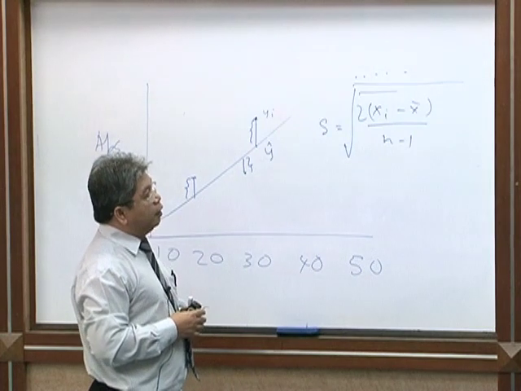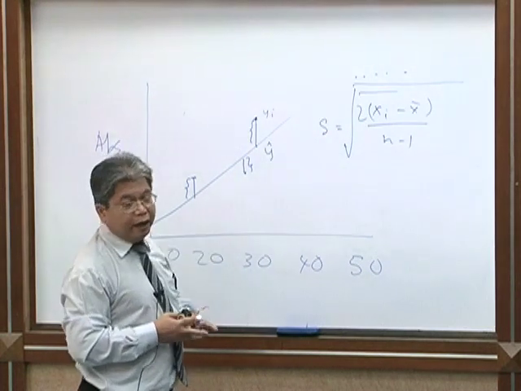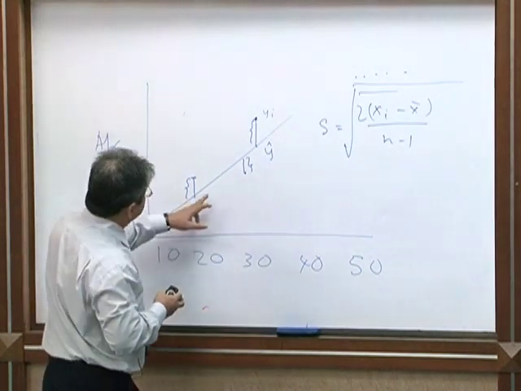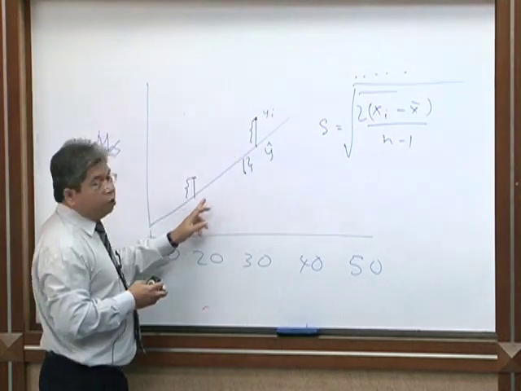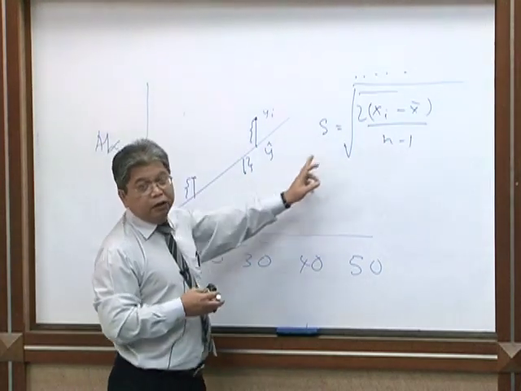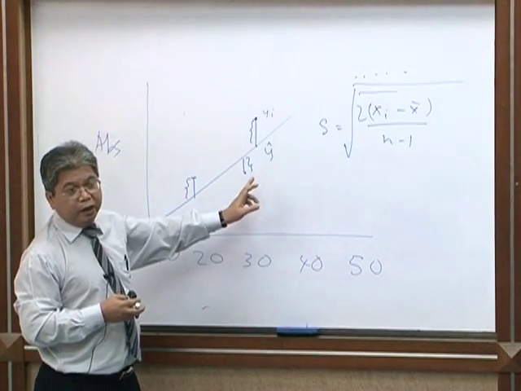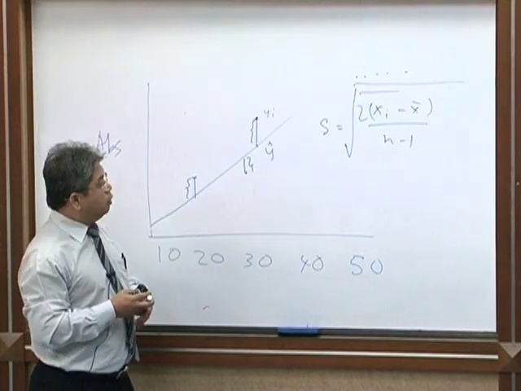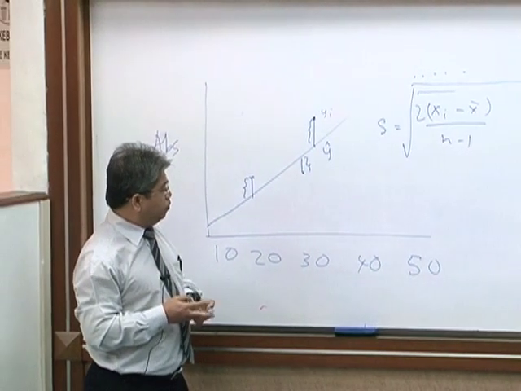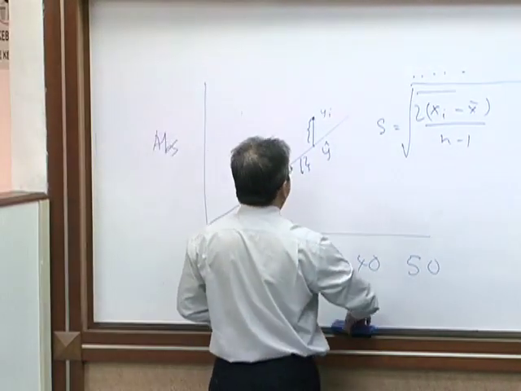So if the value of R is high, meaning that all the points will be very close to the straight line. If the value of R is very high, all the points are probably right on the line.